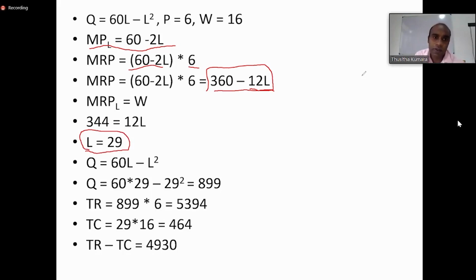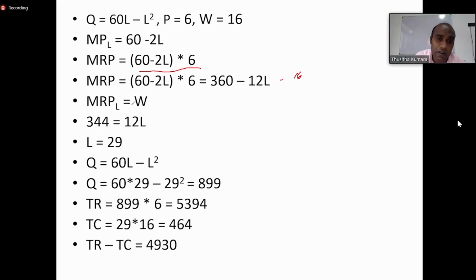So anyway, let me explain this one first. What I did, I got MPL and multiplied it by its own price. Then I get MRP equal to 360 minus 12L. Then we should equalize this to 16, because MRPL equals W. When we put MRPL equal to W, we get the answer L equal to 29. So the final answer, the optimum labor rate, is 29.